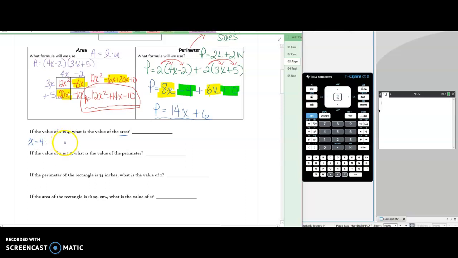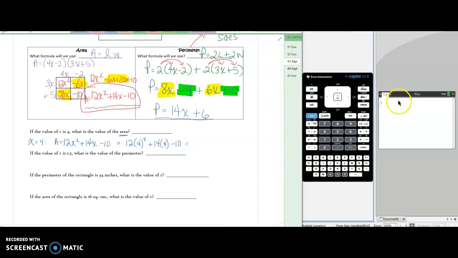That means plug in the 4 for the x, right? So I have 12x squared. If area is equal to 12x squared plus 14x minus 10, what is the area equal to? Well, we're just going to plug in that 4, right? Instead of an x, we're going to put a 4 in there, square that, plus 14 times 4 minus 10.